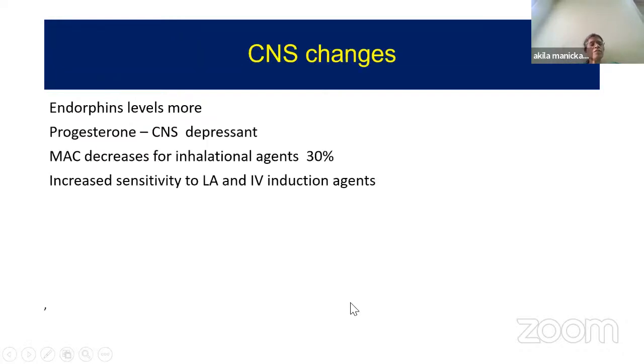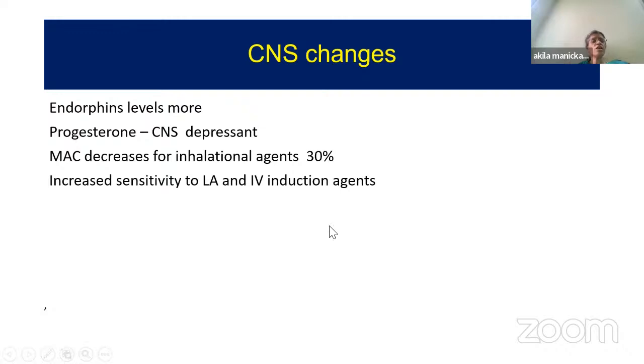And when we look into the central nervous system changes, there is often quite an enormous amount of endorphins which are increased during pregnancy. And progesterone as such is a central nervous system depressant. These two neurohormonal effects ultimately, what do they cause? They increase the pain sensitivity of pregnant mothers. The MAC of inhalational agents is quite decreased. So when you give 0.6 or 0.7 MAC, with a 30% reduction, it is equivalent to 1 MAC, and there can be some amount of uterine atony or an upper airway obstruction which can occur when you're holding a mask.